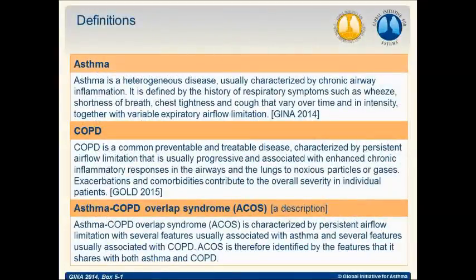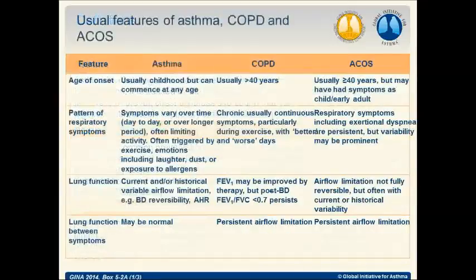a lot about. And now Gina, and I'm not going to go through this in detail, has proposed some working definitions for ACOS, okay? So it is overlap syndrome that is characterized by persistent airflow limitation, and you will agree both my patients have that, with several features associated with asthma and several features associated with COPD. In fact, they go on to give you criteria for the 3 different conditions, right?